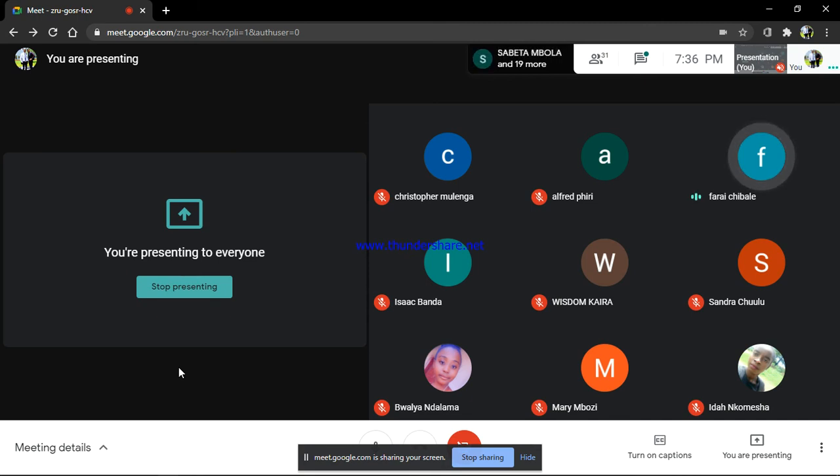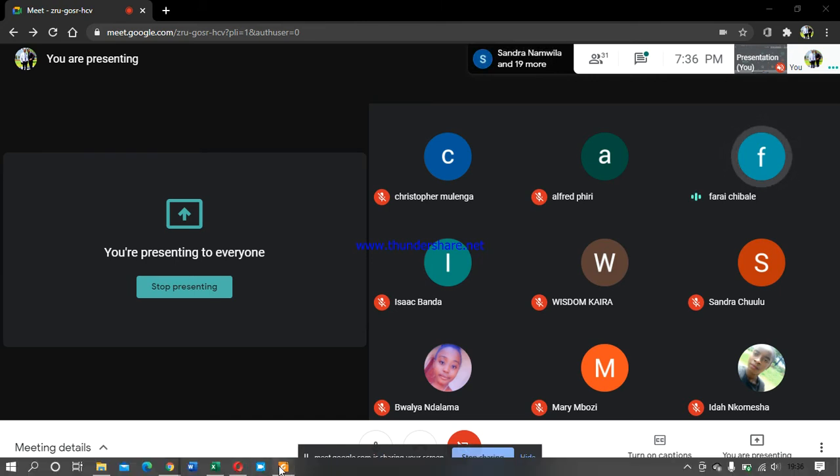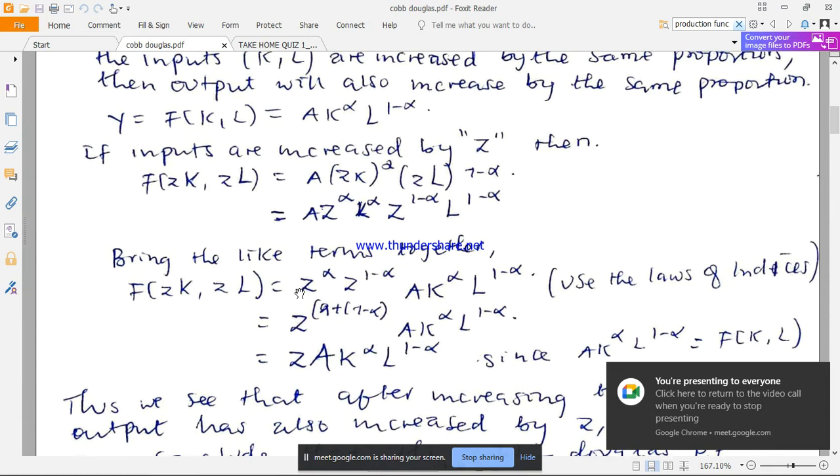Can you show again how you show, when you're proving, that it's now showing that you have increasing returns to scale and diminishing returns to scale? Okay. So I hope you've understood what this means.